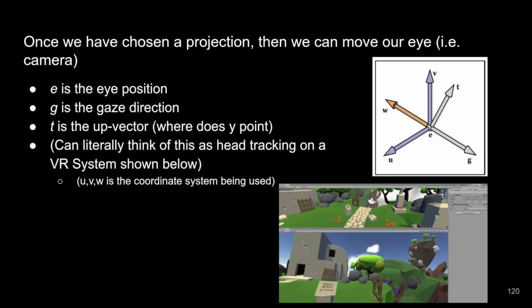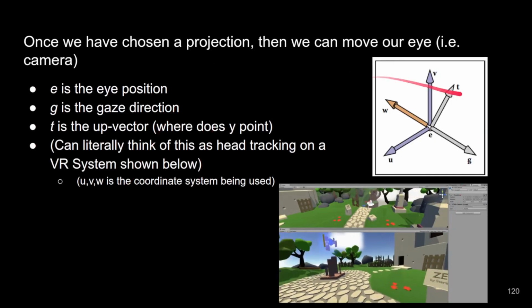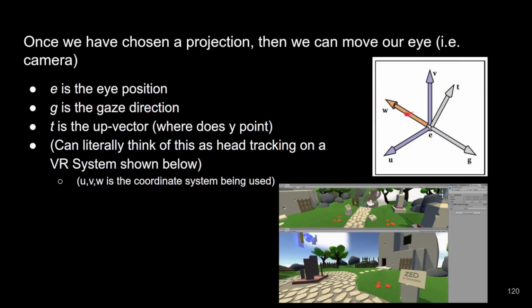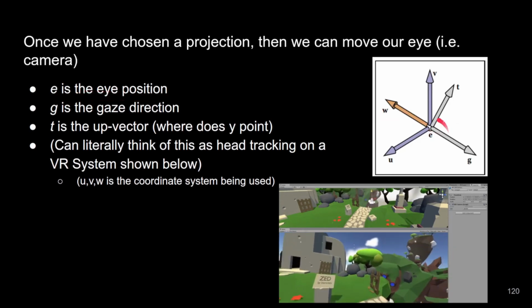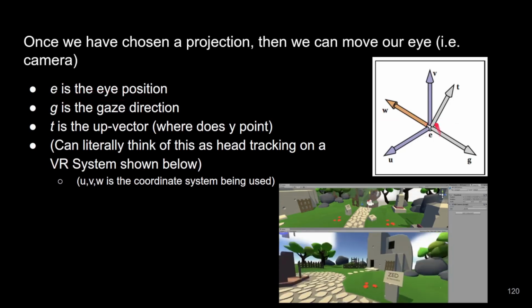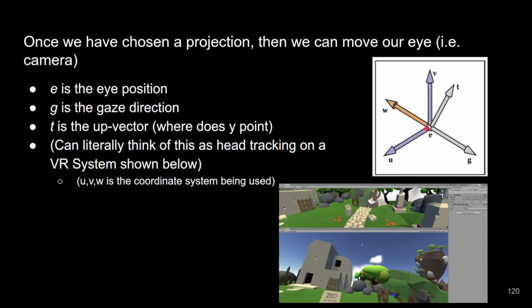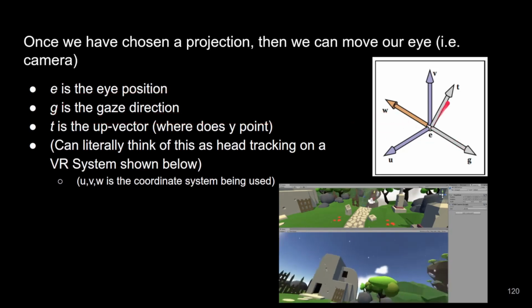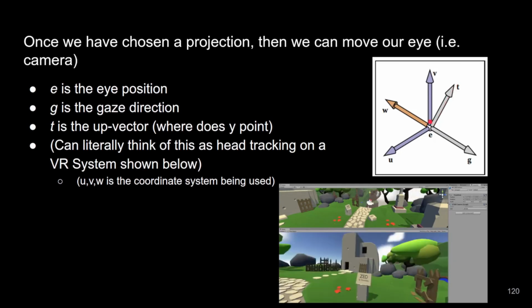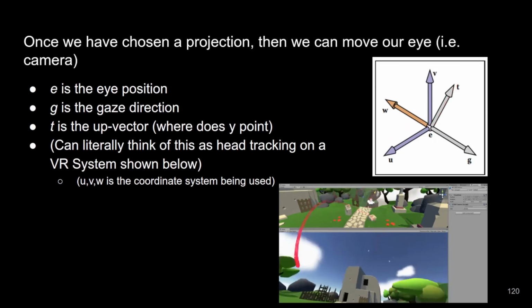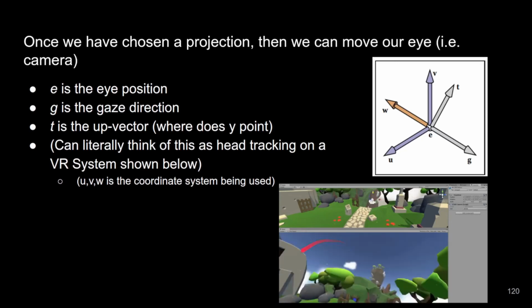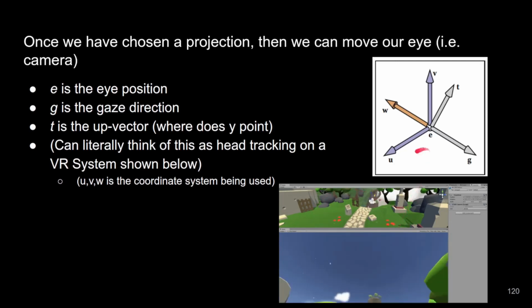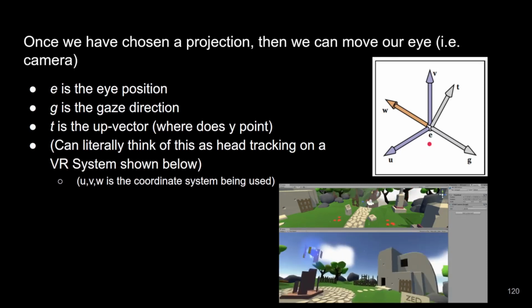All right, so again, here's our eye and the coordinate system here. E is our eye position, which is at the center here. G is the gaze direction, that's where we're looking. T is the up vector, that's where up is in the world. You can literally think about this, I know it's a little bit disorienting, as if you put on a virtual reality headset for where you're looking, and you could imagine this coordinate system there.